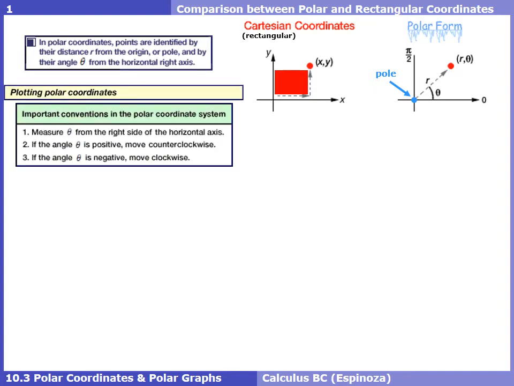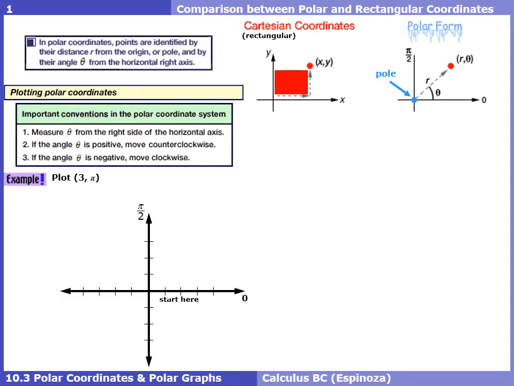So, to practice plotting some of these points, we're going to have to keep some important things in mind. We're going to measure theta from the right side of the horizontal axis. Again, just like the unit circle, we'll start our angle measurements from there. If our angle is positive, we'll move counterclockwise, and if our angle is negative, we'll move clockwise. So just to practice plotting a few of these points, like we would have done when you first learned the xy points, let's go ahead and practice plotting the point (3, pi). And again, that's not x, y, that's an r, theta.